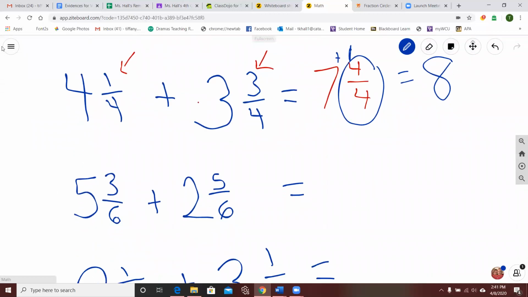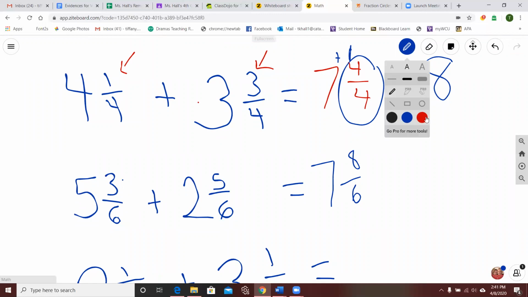Okay, you're going to do the same thing. You're going to add your wholes. 5 plus 2 is 7. Then you add your fractions. 3/6 plus 5/6. Well, my denominator is 6. And 3 plus 5 is 8. All right, what do you notice is wrong with this one? Okay, well, you've got an improper fraction right here. So this is one that gets really, really tricky. Different ways that people draw this one out. So I'm just going to show you one way today.